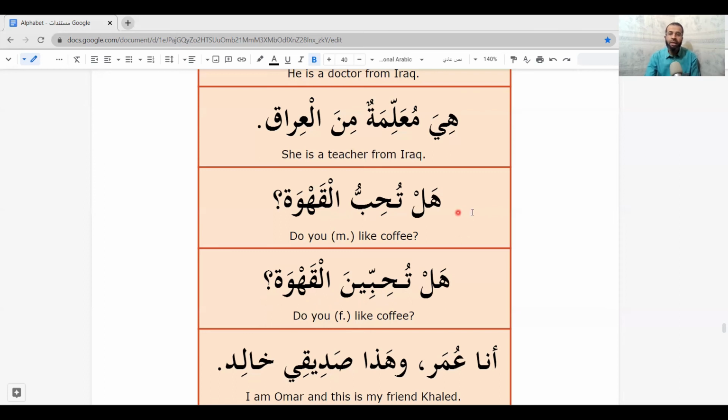For example, يا أحمد هل تحب القهوة. Oh Ahmed, do you like coffee? يا مريم, oh Maryam, female name, هل تحبين القهوة.